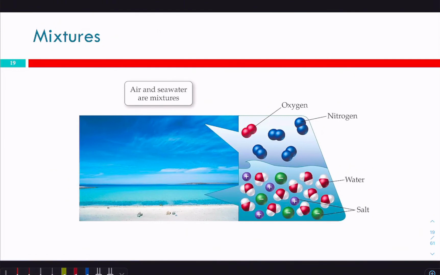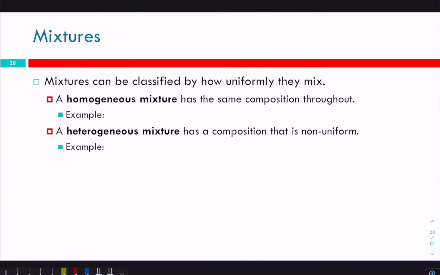So most things are mixtures. Air is a mixture of nitrogen, oxygen, carbon dioxide, and other gases. Seawater, of course, is a mixture of lots and lots and lots of different things. You'll even get a mixture of things in the sand on the beach.